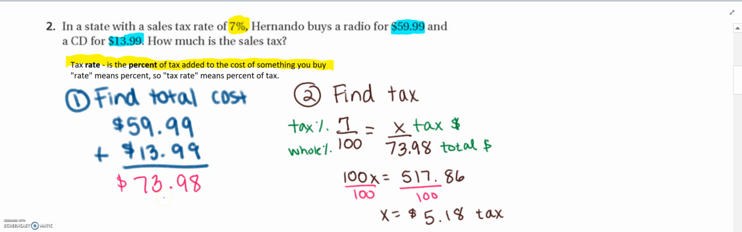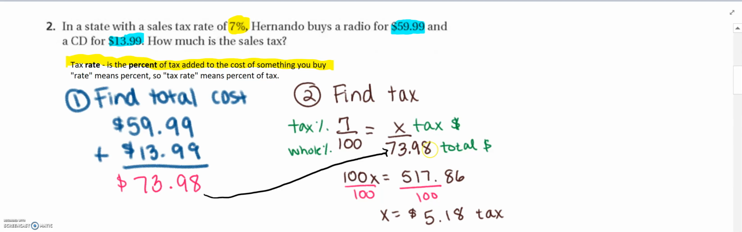So this is the total cost. We're going to take this number and put it in our denominator in our proportion. So we have a 7% tax rate, which should be across from the tax amount, which is what we're solving for. So x goes in the numerator across from tax percent. Our whole is 100% as a percent, and as a dollar amount is $73.98 because that's the total that Hernando spent.